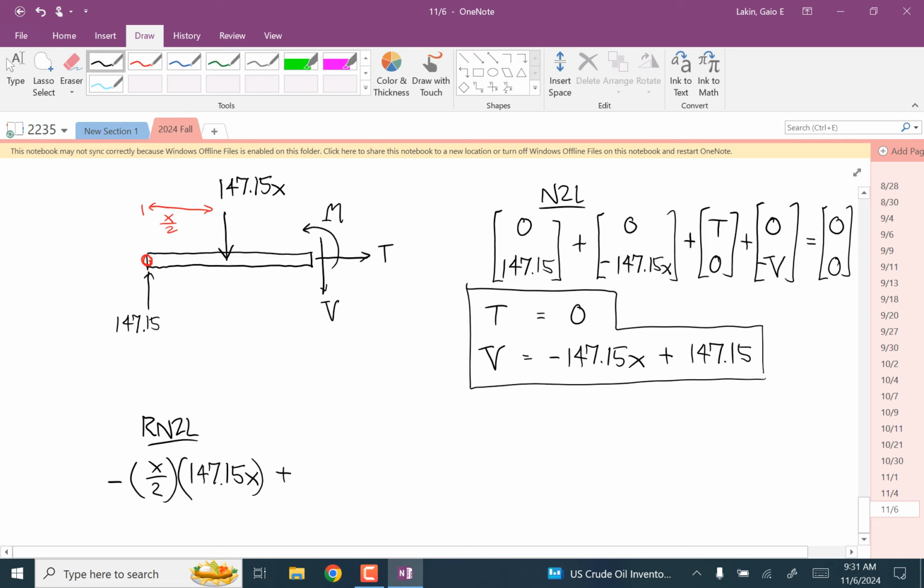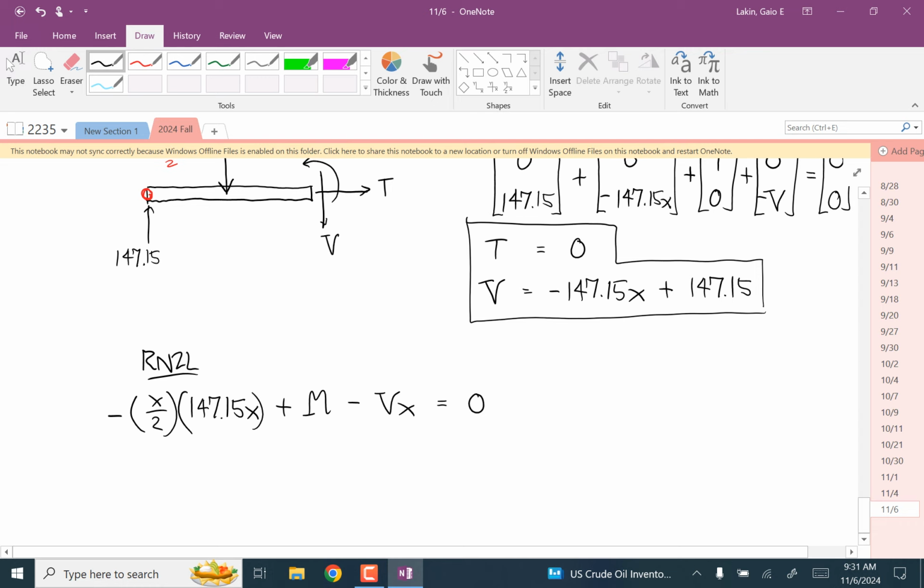Then add on the couple. And it's always going to appear this way, but let's just think about it this time. What's the moment arm of this V? That one is going to be x. And is that clockwise or counterclockwise? Clockwise. So minus Vx is equal to 0. And now we're just solving for M.